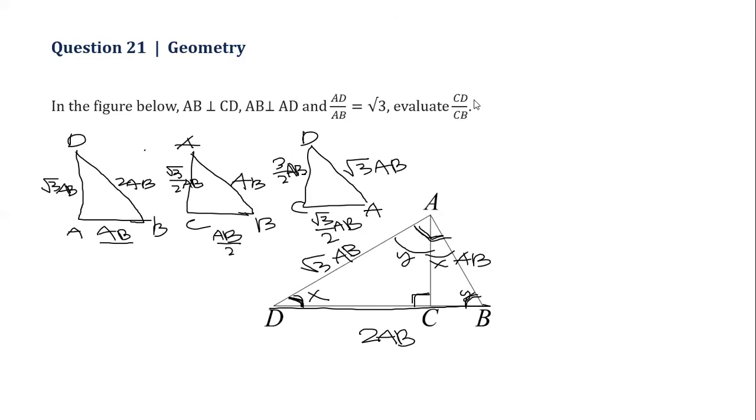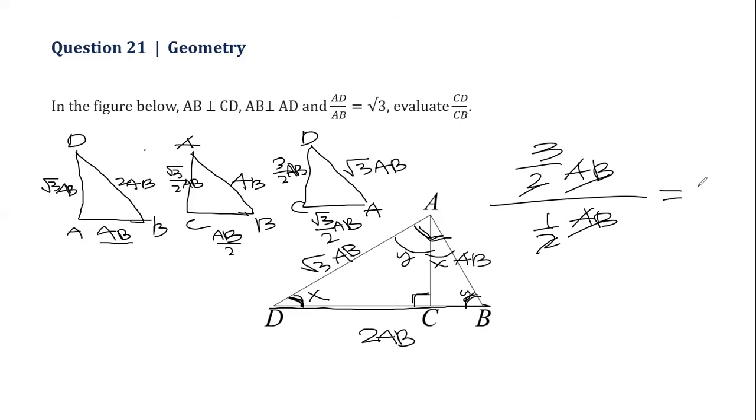Okay. So now we can evaluate this ratio. So CD, this is 3/2 AB. CB is this, that's 1/2 AB. So as you can see, the ratio is 3. So no more questions? Are there any questions?